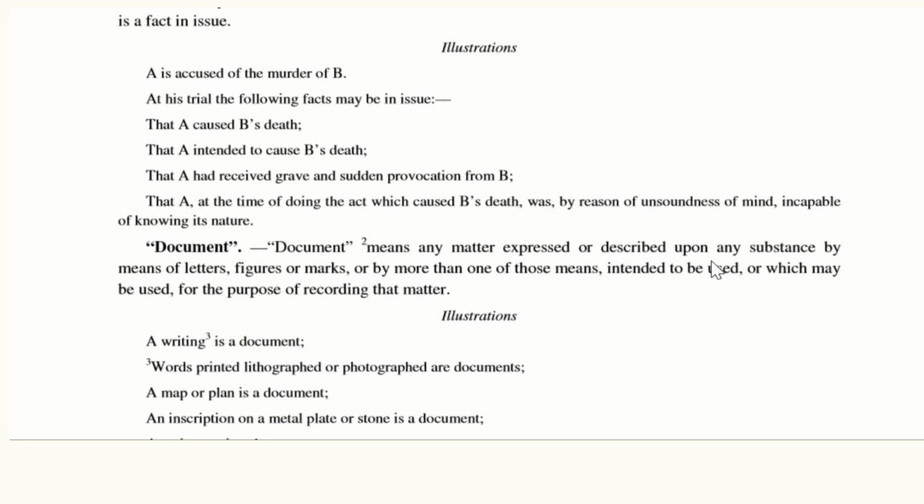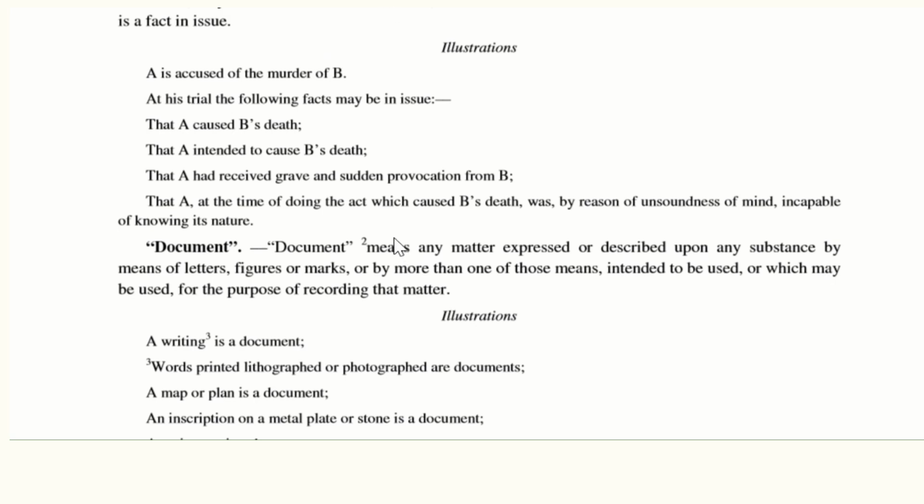A was of unsound mind. He was incapable of knowing its nature. A is killing B, but he did not know that his action would kill B. He is not in a position to understand, or he is not capable of knowing what he is doing. So that is also a fact in issue.